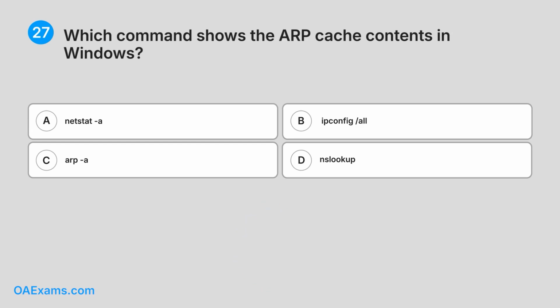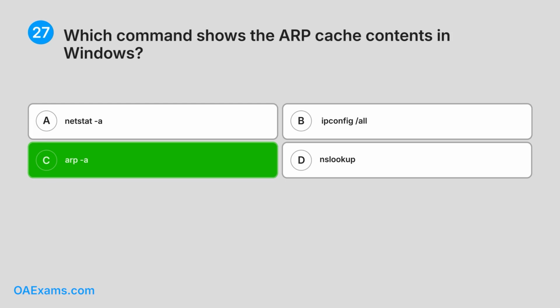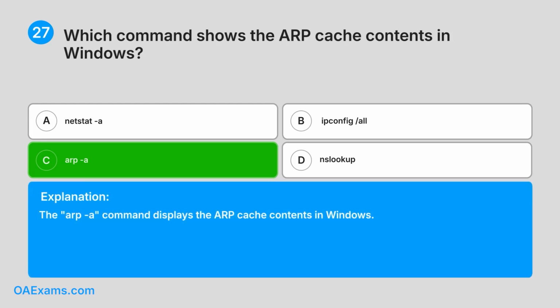Correct answer, C. ARP -a. Explanation. The ARP -a command displays the ARP cache contents in Windows.